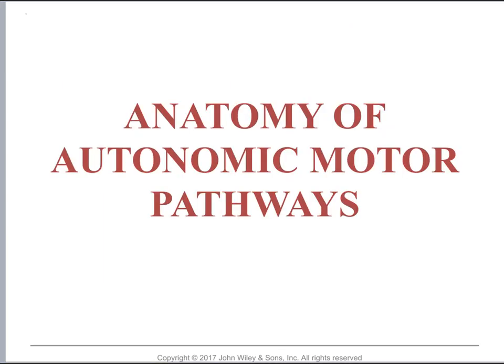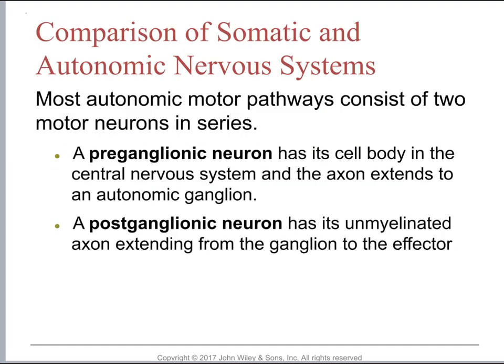That brings us to the anatomy of the autonomic motor pathways. Before we look at a picture to compare, let's look at some details of the autonomic nervous system. Now, most autonomic motor pathways, again, remember we're skipping the sensory pathway and the integration pathway. We're going right to the motor pathway. These autonomic nervous system pathways consist of two motor neurons, so that's key. We're going to put a big star and put two motor neurons.